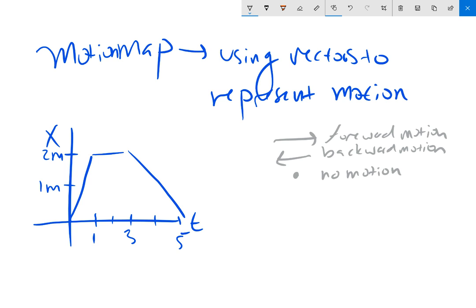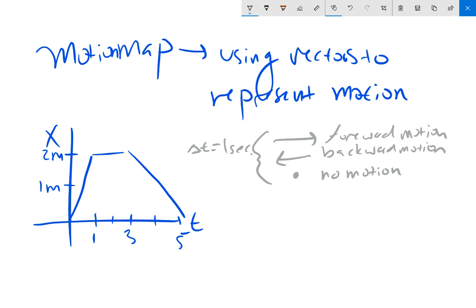Each of these objects, no matter which one we draw, no matter how big we draw them, each one is going to represent the same amount of time. So for example, I'm going to say delta t, which just means change. Delta t is going to be equal to 1 second. Okay, great. Now let's draw our motion map.